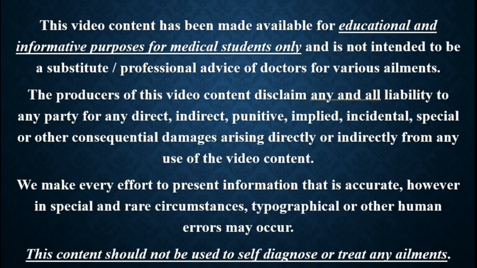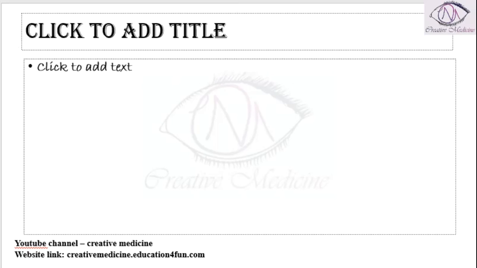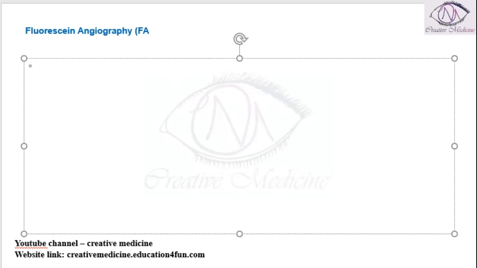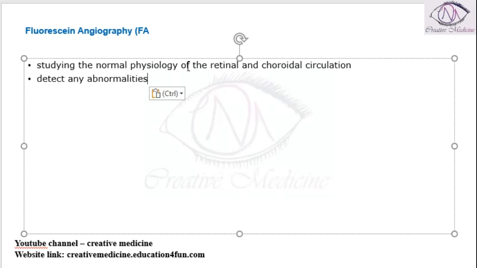In this lecture, we will learn about fluorescein angiography. This fluorescein angiography will help us to study the normal physiology of retinal and choroidal circulation. That is how the retinal and choroidal circulations are going on, and whether there are any abnormalities in the retinal and choroidal circulation is found out by fundal fluorescein angiography.